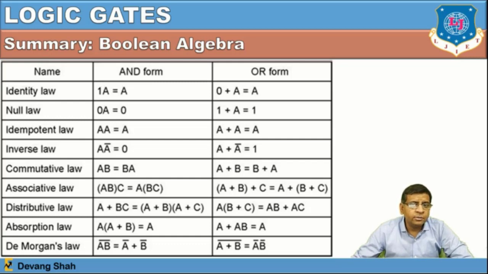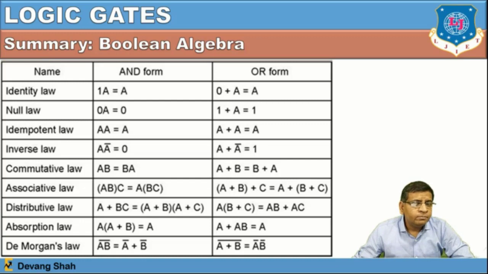You can check. The first law is called the identity law, where 1 into A is always equal to A, right? If you consider A is either 0 or 1, so 1 dot 0, answer is 0, 1 dot 1, answer is 1, right? So it will always follow the parameter A. So 0 plus A, the answer is always A, because 0 plus 0, answer is 0, and 0 plus 1, answer is 1, which is A, right? So you can see this is the identity law. Same way you have the null law, that is A dot 0, answer is always 0, and 1 plus A, answer is always 1, right? So this is called the null law.